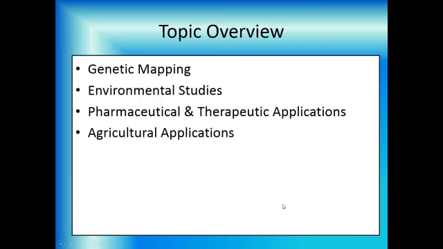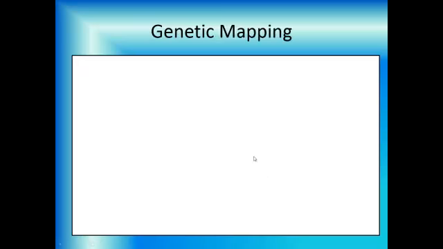So in this topic, we're going to go over genetic mapping, environmental studies, pharmaceutical and therapeutic applications, and agricultural applications. Let's go over genetic mapping. Genomics is the science of locating genes on the chromosome. Well, you may ask, why do we want to do this? Well, if you know where the gene is, then you can study it better.